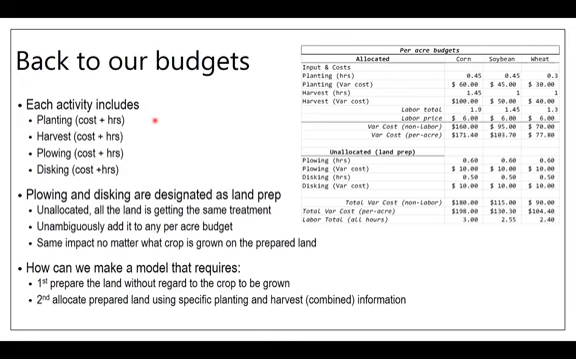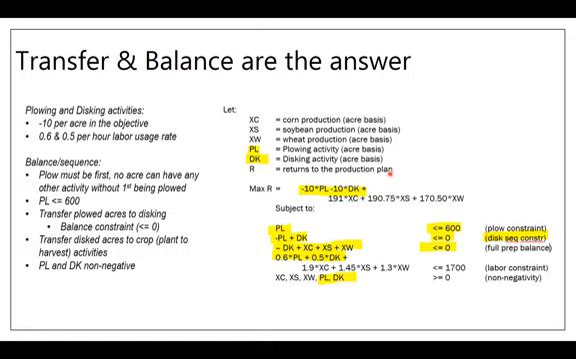So each of these activities, over here are the budgets again. Planting costs plus hours, harvest has both, plowing and disking have both. And these plowing and disking are designated as land prep. They could unambiguously, right? There's no problem with adding those to the per acre budget. They have the same impact. But we might be able to make a model, a sequenced model, that says first you have to prep the land for growing the crop or for planting to harvest activities. So once you prep the land, then you can do the allocation. Since those costs aren't really allocated, we could actually build that up as a sequenced model.